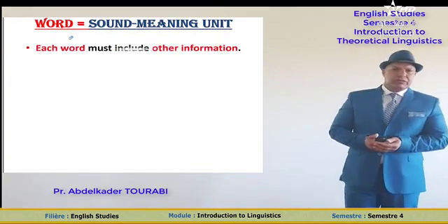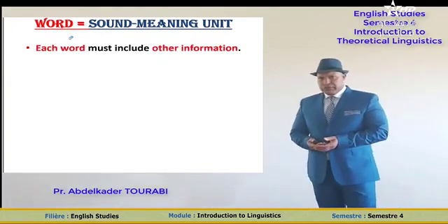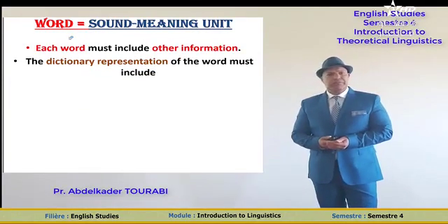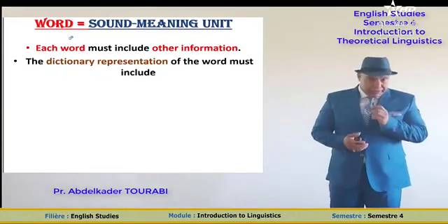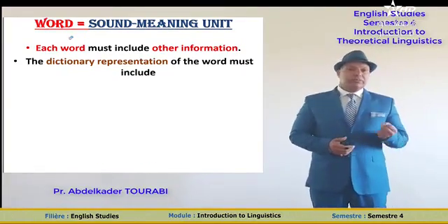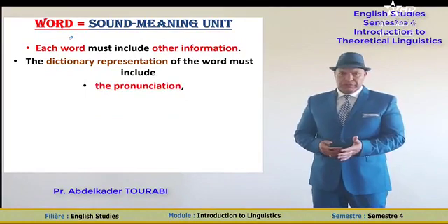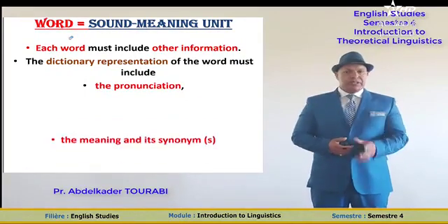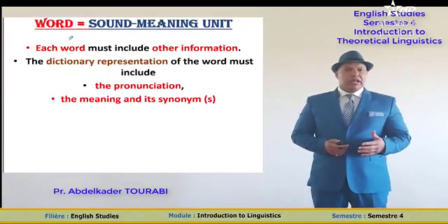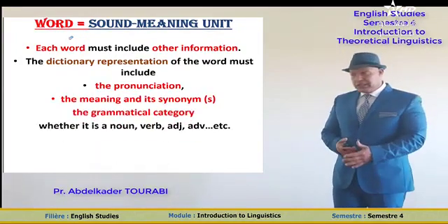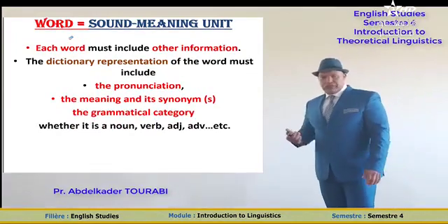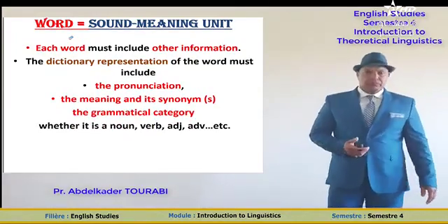Each word must include other information. If you go to the dictionary and look for a word, you find that the dictionary representation includes the pronunciation of the word, then the meaning and its synonyms. And the third piece of information is the grammatical category, whether it is a noun, verb, adjective, or adverb.